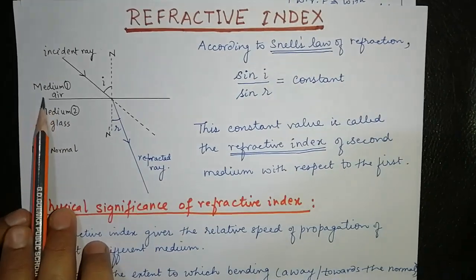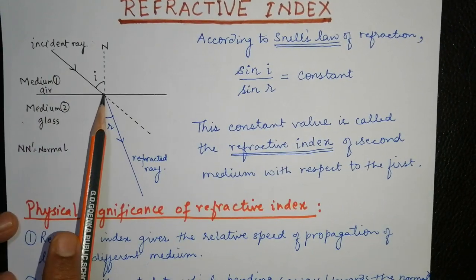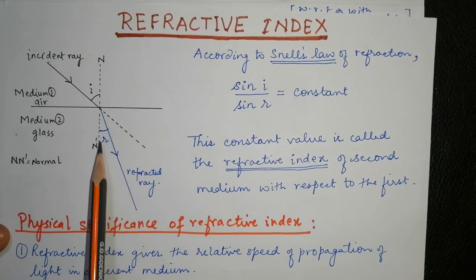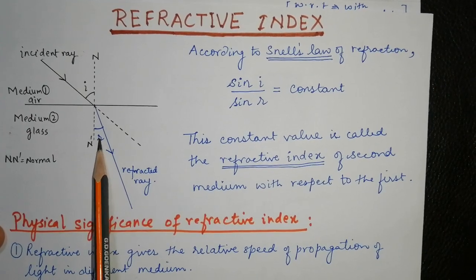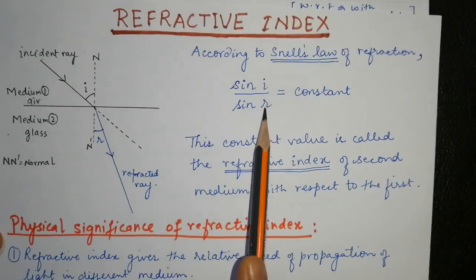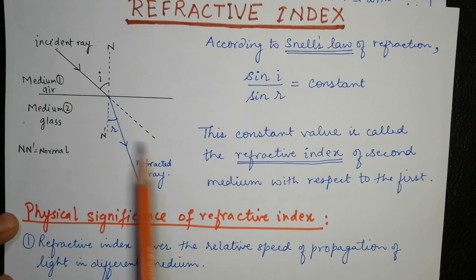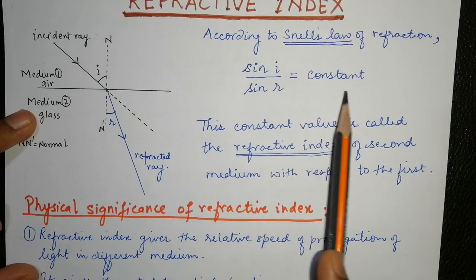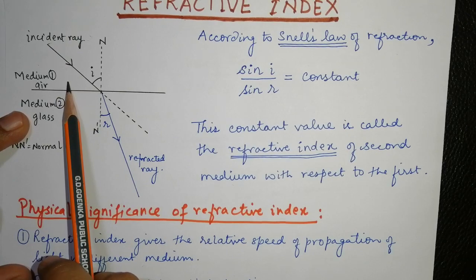Now, consider this figure, medium 1 and medium 2. Let me consider medium 1 as air and medium 2 as glass. This is the incident ray which falls on the interface of medium 1 and medium 2, making an angle I, and once it gets refracted, it makes an angle R. So R is the angle of refraction. The ratio of sine of angle I and sine of angle R is a constant. This constant is called the refractive index of the second medium with respect to the first medium. Please make a note of it.